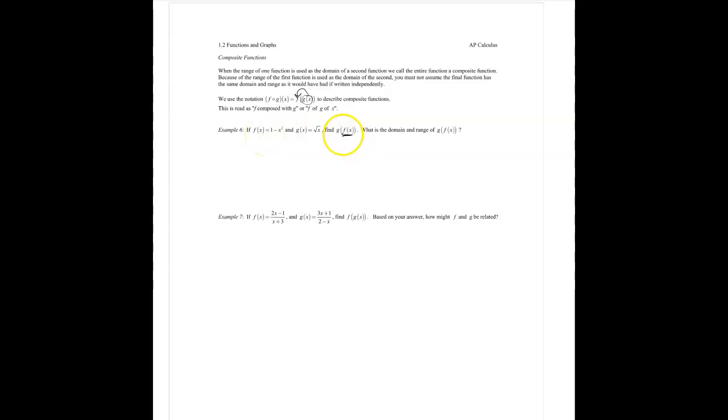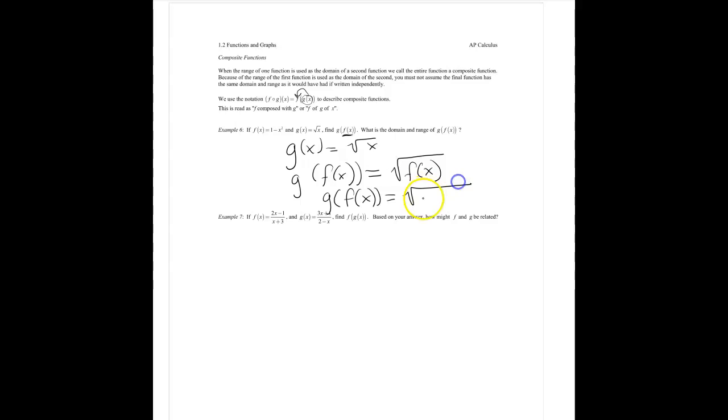So now, anywhere that I see an x in the g function, I need to plug in that f of x function. So I've got that g of x is equal to the square root of x, but g of f of x is going to equal the square root of f of x, and f of x is represented by the square root of 1 minus x squared. Alright, so that's it. That is g of f of x.